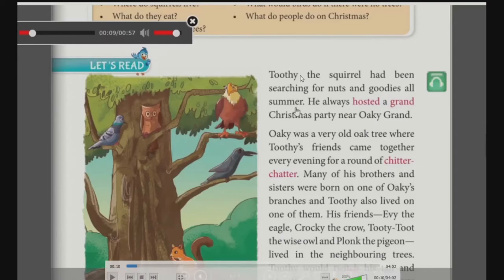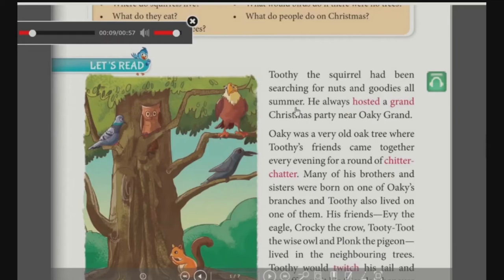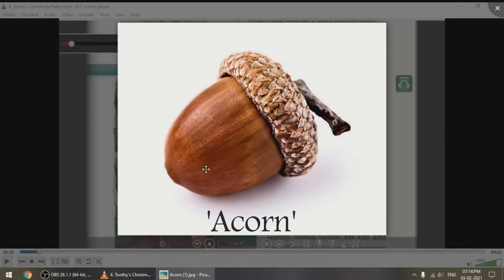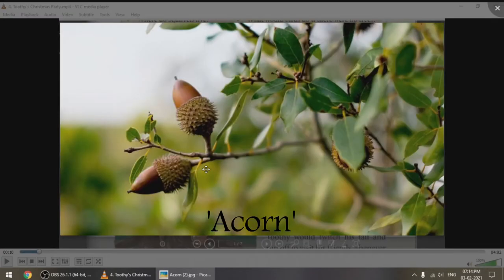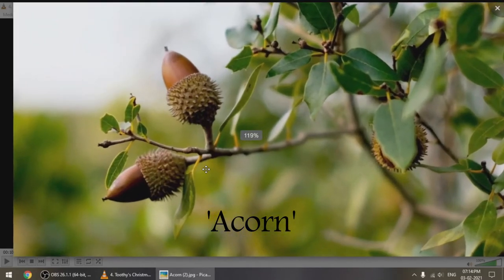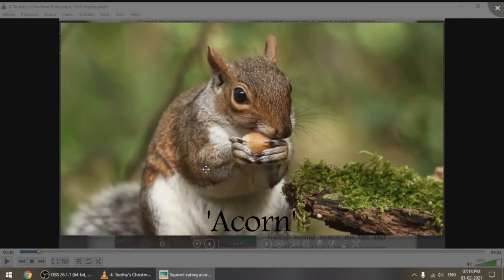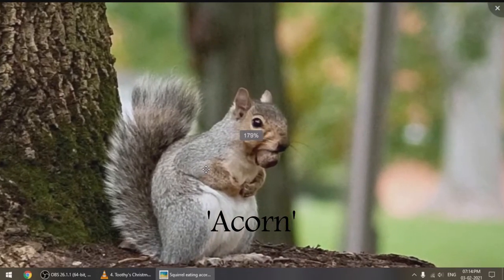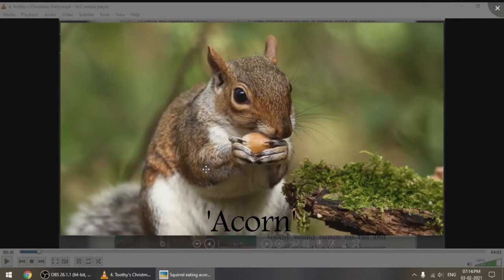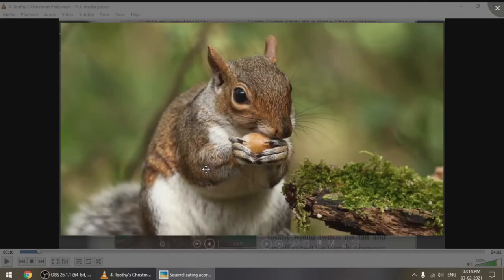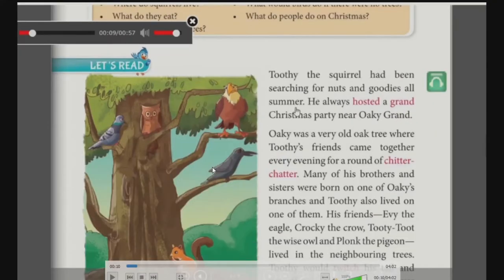So over here, Toothy the squirrel had been searching for nuts. I'll just show you what nuts means. Now this is an example of an acorn. This is how it looks when it grows on trees. These are many acorns together. You can see how squirrels eat these nuts. It is holding it in its mouth. And you must have noticed one thing similar in these images. Squirrels mostly like to remain near trees because they get these nuts fallen on the ground. So, back to the reading and explanation.